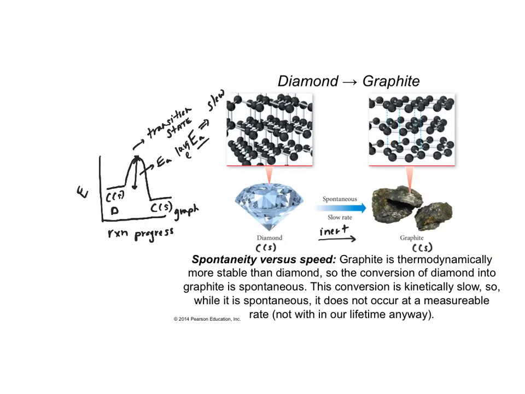So within the length of our lifetime, you will never see diamond spontaneously convert to graphite because, again, the activation energy for this reaction is so large, so it is kinetically inert. It's never going to happen, okay? It is spontaneous, though, right? So if we wait the length of the universe and time, it will eventually occur one day, right?